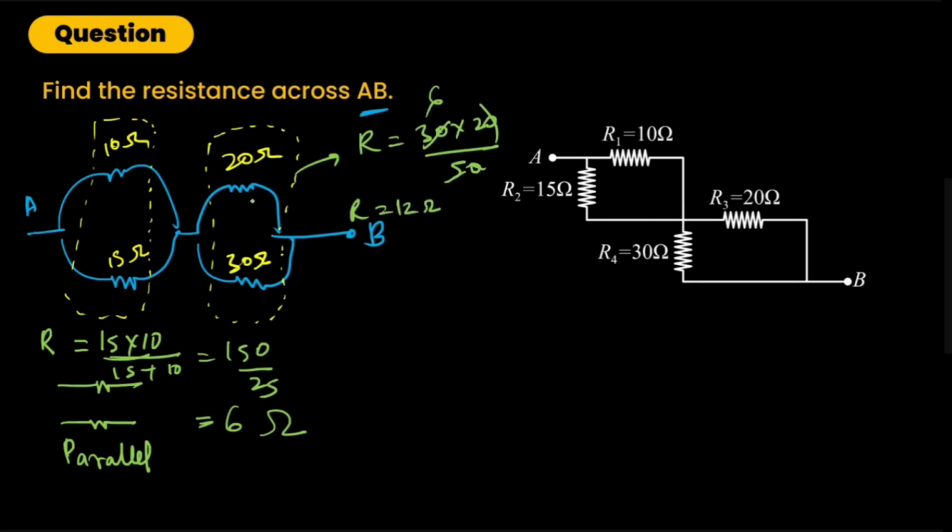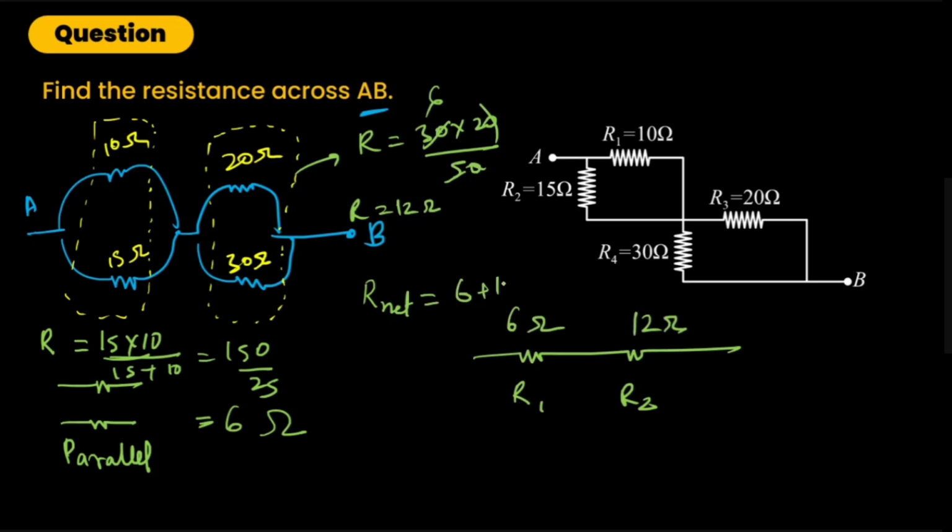So for this combination, it should be this, and for that combination, it should be that. So here, the net resistance is something. At last, we can say this is R1, R2. This was 6 ohm, this was 12 ohm, and it is nothing but 6 plus 12. So net resistance would be what? 18 ohms.